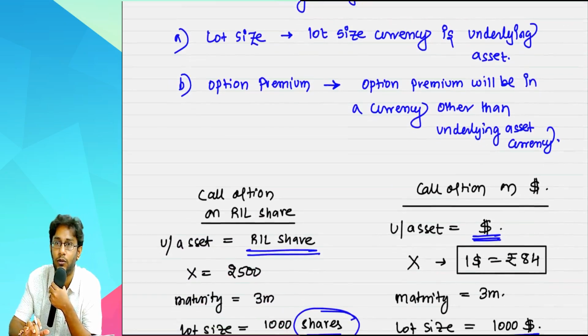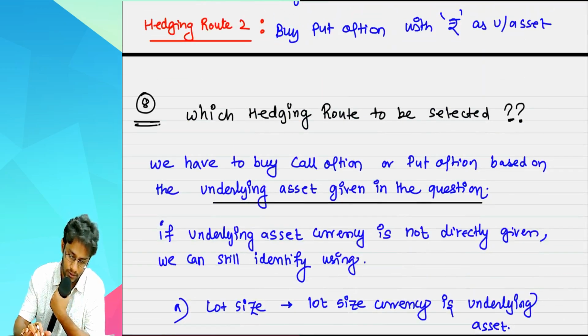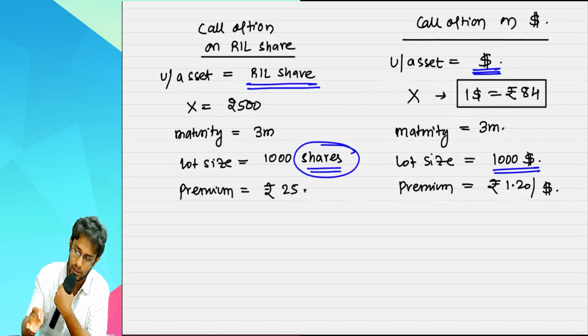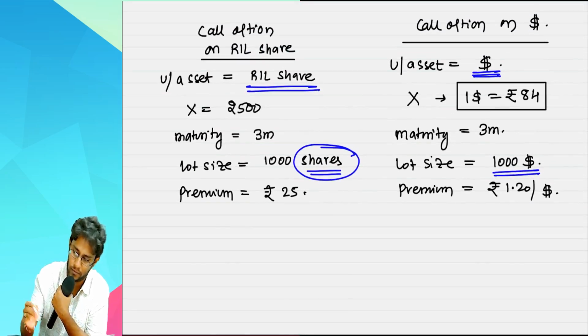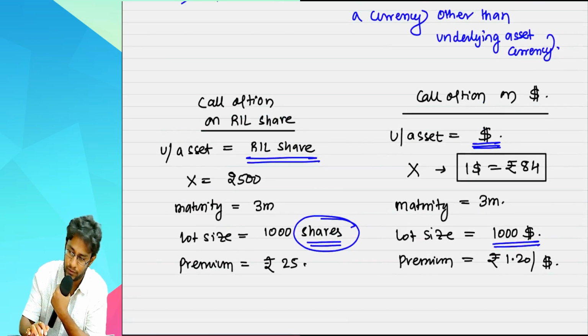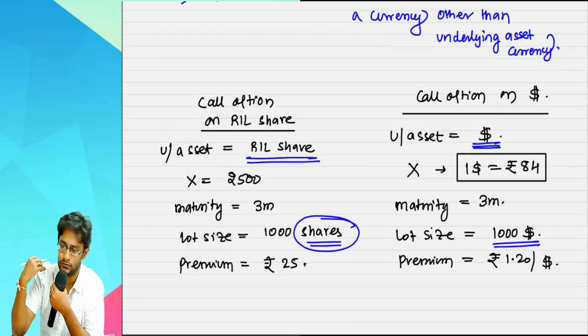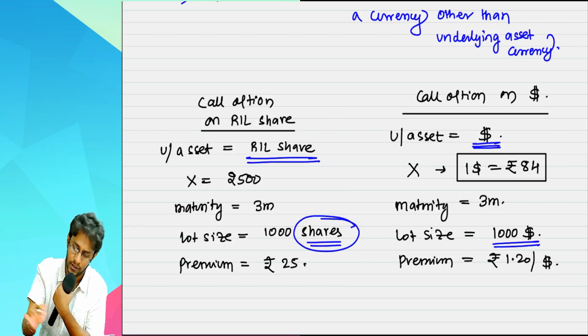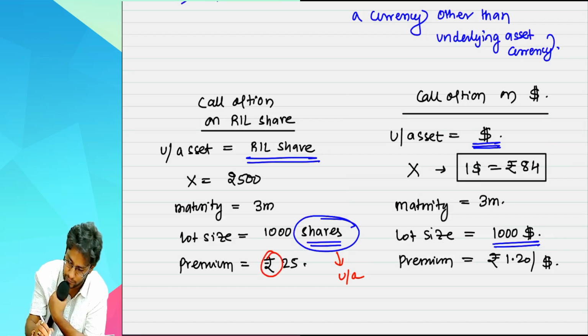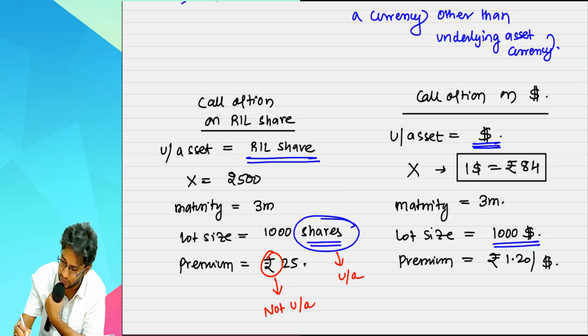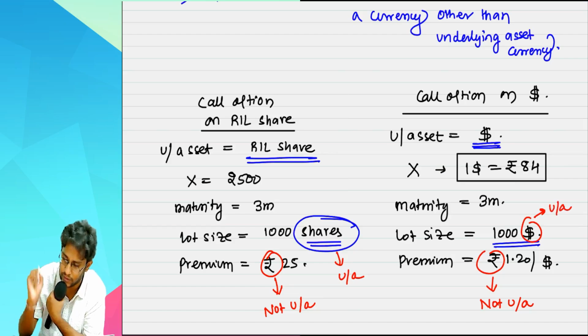So till here any doubt? Okay, nice. 8th point is done. 9th point. If you want, you can write this. Not required? Okay, if it is not required, fine. Then lot size is your underlying asset. Premium currency is not the underlying asset. Similarly, rupee here is not the underlying asset. This one is your underlying asset.